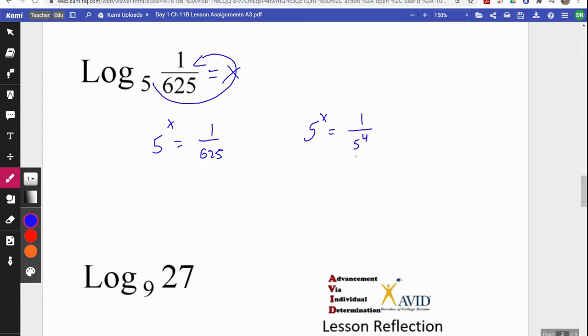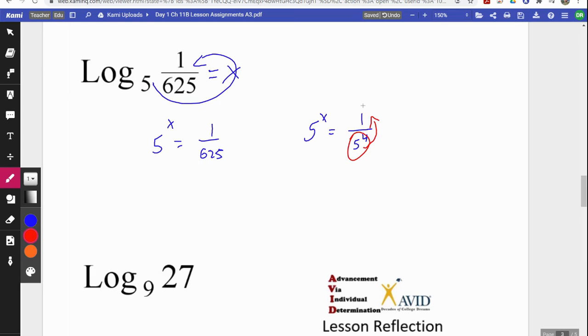I don't want this thing to be on the bottom. Like, this thing's not on the bottom of a fraction. The left side is not on the bottom of a fraction, so I don't want the right side to have the 5 to be on the bottom. I can move it, and I'm not cheating as long as if I move it, I change the sign of the exponent.